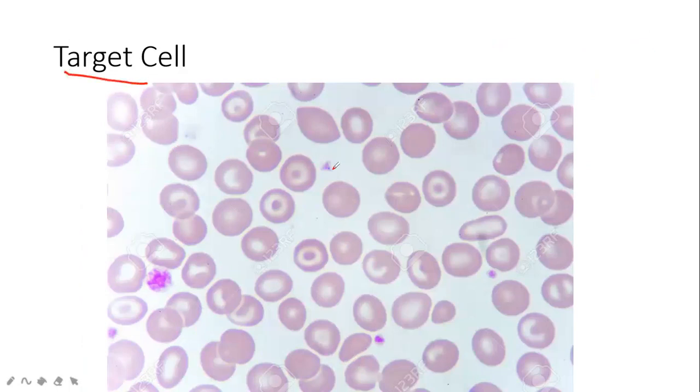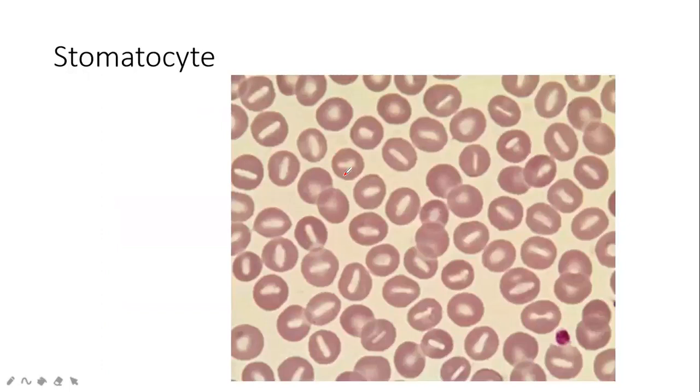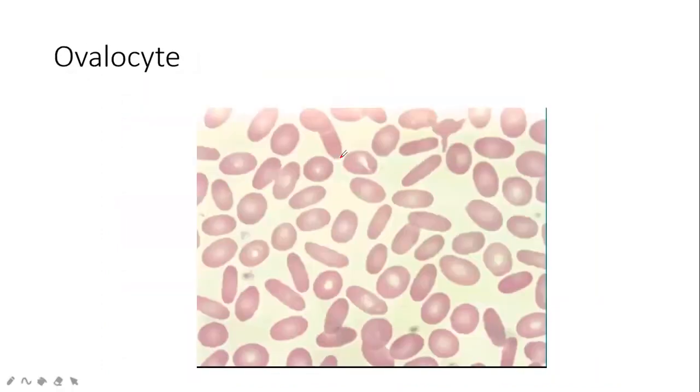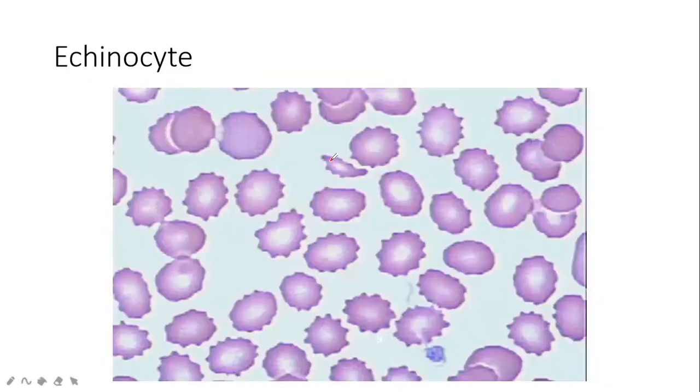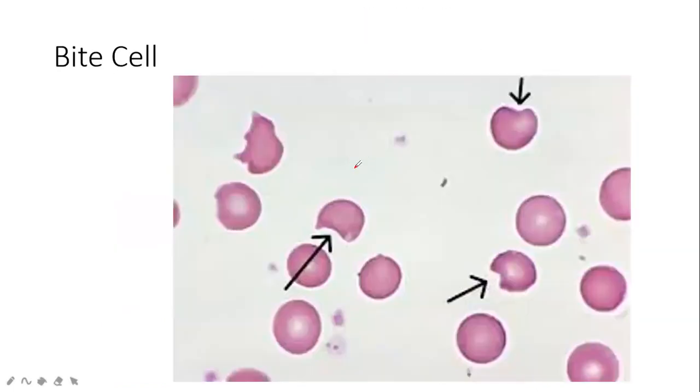We also have target cells, no? Ani mo siya og target pod. Then sickle cells. Ani siya. And we have your stomatocytes, schistocytes, ovalocytes, acanthocytes, echinocytes, white cells. So those are just some of the variation in shapes sa imong red blood cells. So don't worry, you will know more about these variations, especially sa inyong hematology 1.